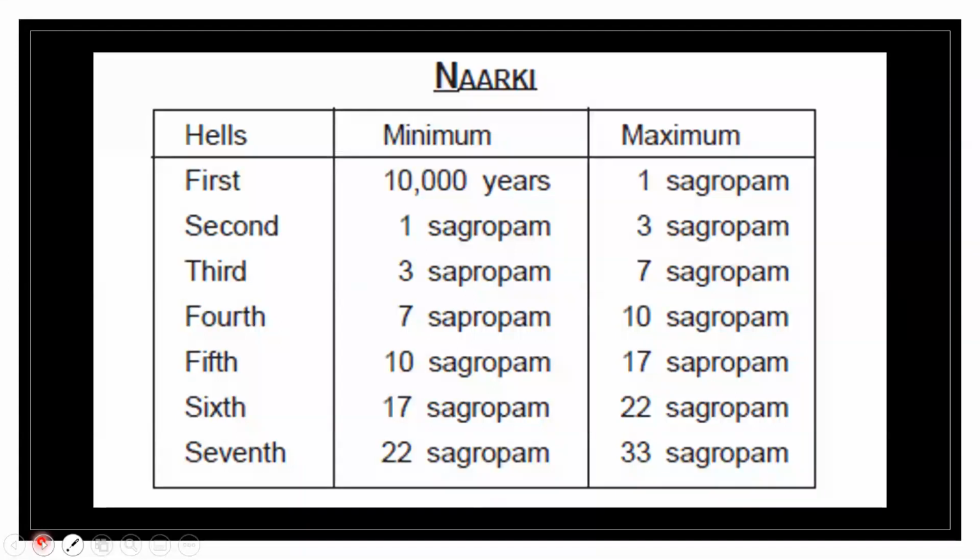So now let's see the Ayushya of the Jeevs of Narki. In the first Narak, the minimum Ayushya is 10,000 years, and the maximum Ayushya of the Jeev is 1 Sagaropam. In the second Narak, it increases. The minimum Ayushya is 1 Sagaropam and the maximum Ayushya is 3 Sagaropams. Similarly, in the seventh Narak, the minimum Ayushya is 22 Sagaropams and the maximum Ayushya is 33 Sagaropams. So if you see the 7 Narkavas, the pain increases as you go down, the height increases, as well as the Ayushya also increases as you go down to the 7th Narak.